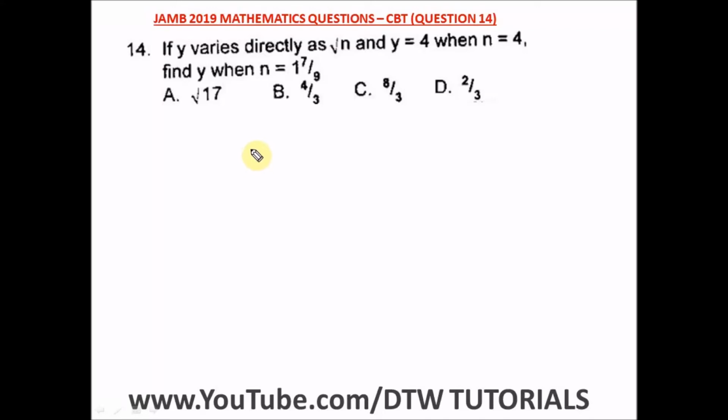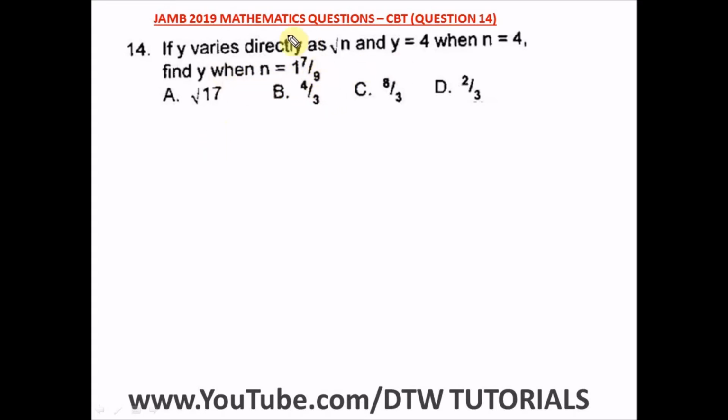Question 14 of the JAMB 2019 mathematics exam, that's your UTME CBT exam. It says if y varies directly as the square root of n and y is equal to 4 when n is equal to 4, find y when n is equal to 1 whole number 7 over 9.